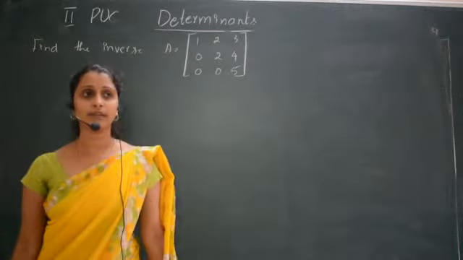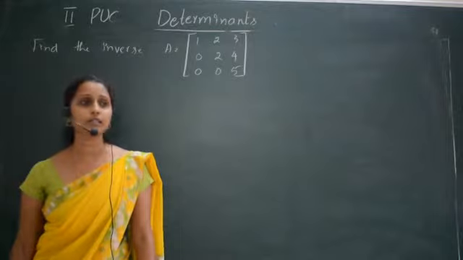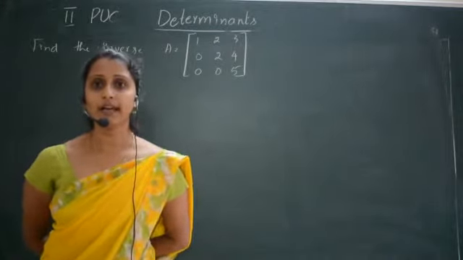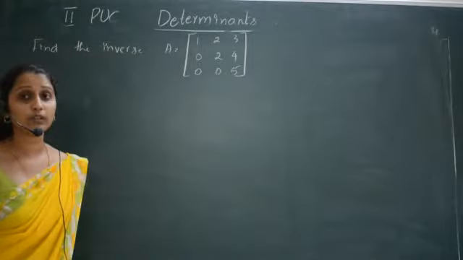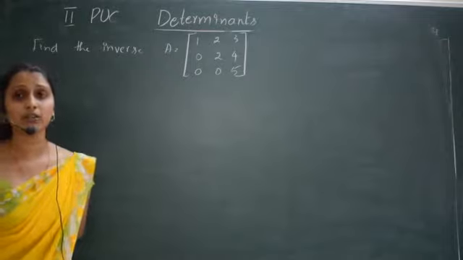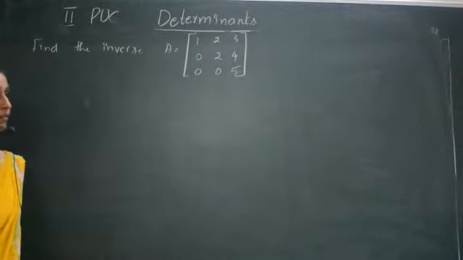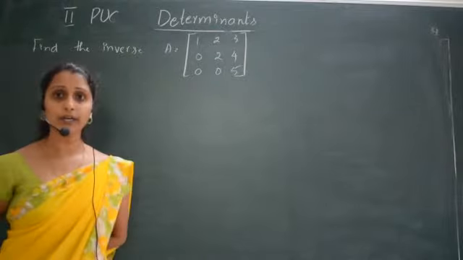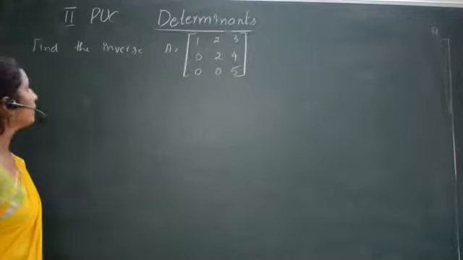Hello students, we have discussed how to find the inverse of a given matrix by using the adjoint, as well as how to verify whether the inverse of a given matrix exists. Next one is to find the inverse. We have calculated the inverse of a 2 by 2 matrix. Now it is the inverse of a 3 by 3 matrix. So find the inverse of A.